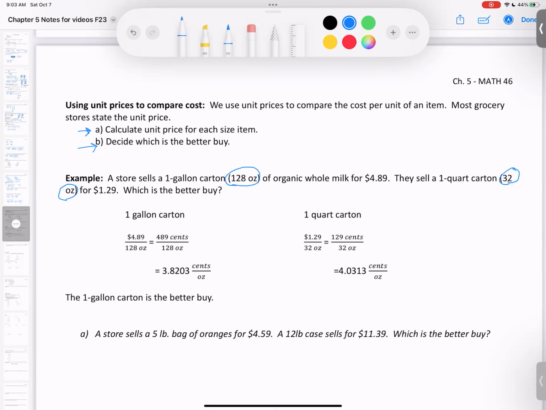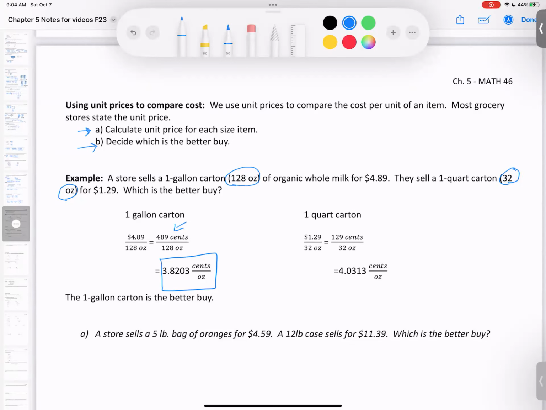Let's do the unit price there. So money goes on top. So $4.89 over 128 ounces. We can convert that to cents. So 489 cents per 128 ounces. And then if you do your calculator, you'll end up with about 3.8 cents for each ounce of milk in this case. Now let's compare to the 1 quart carton.